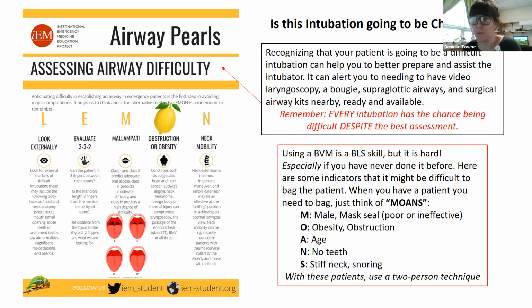You can verbalize it to the provider. Hey, I'm kind of concerned about this. What do you think our backup plan is going to be? So when you're trying to assess airway level difficulty, there is this LEMON mnemonic that's pretty common.